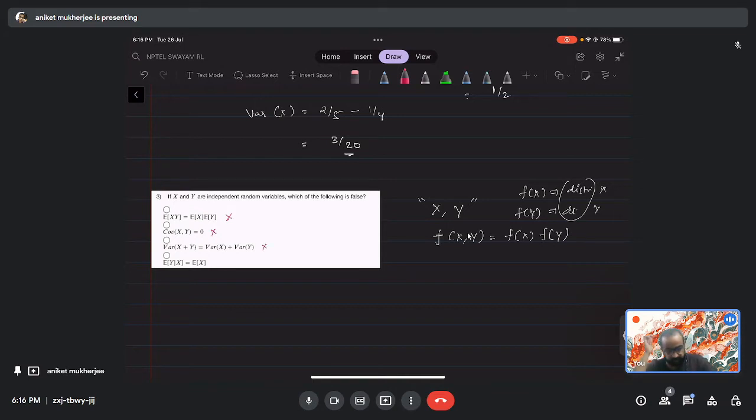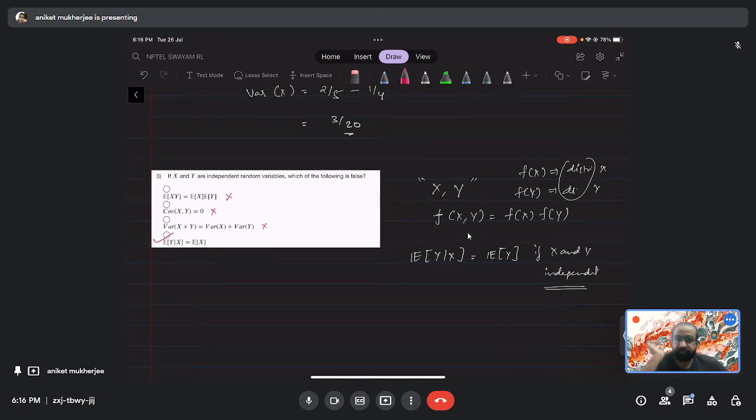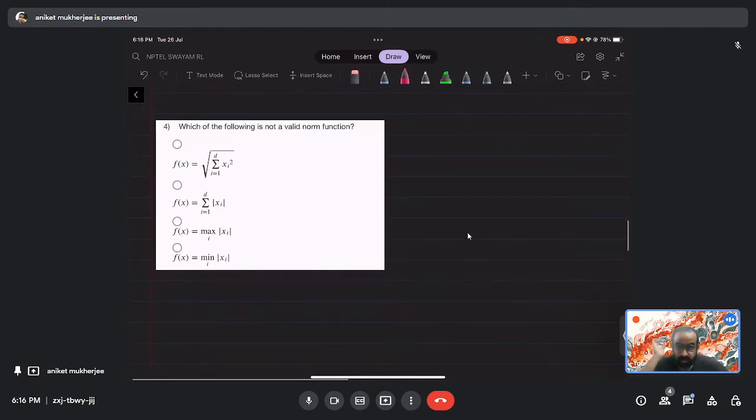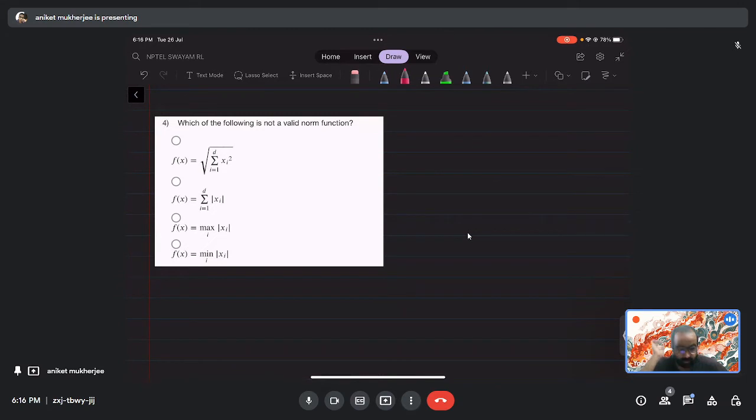So the last option: the expectation of y given x is equal to the expectation of y if x and y are independent. But here it is given that the expectation of y given x is equal to the expectation of x, which is clearly false. So the fourth option is the correct option. In this question, we are just checking all the properties of independent random variables. You can just check the options one by one and find out which of them is false.